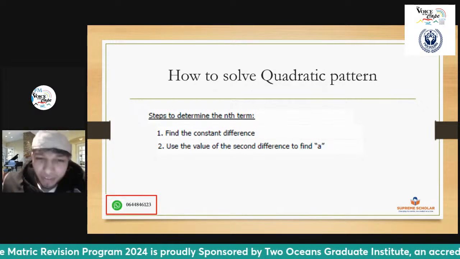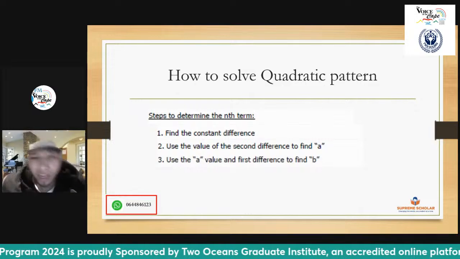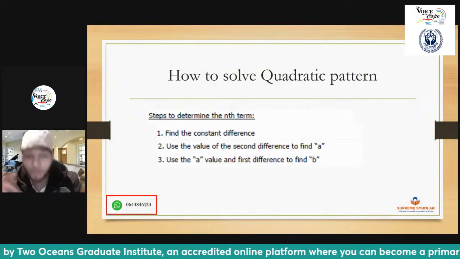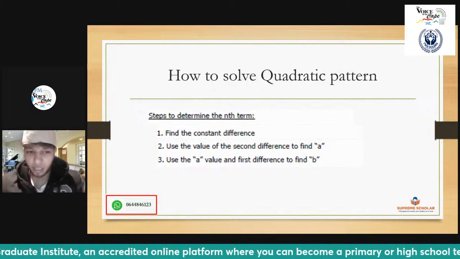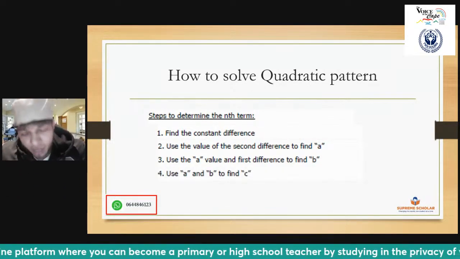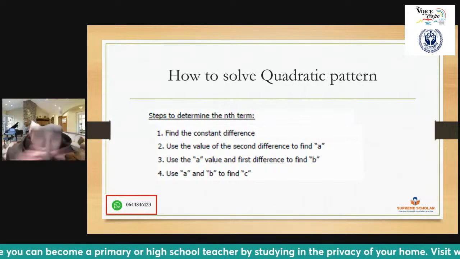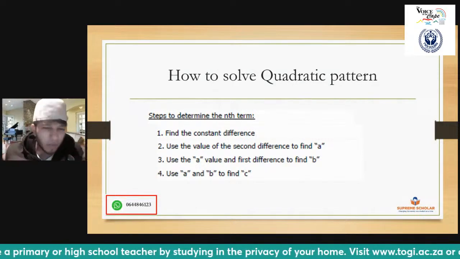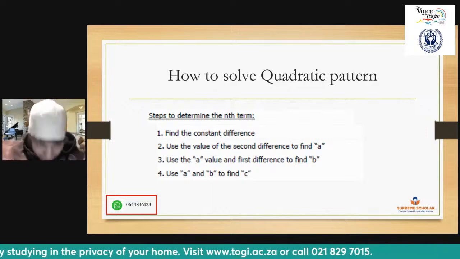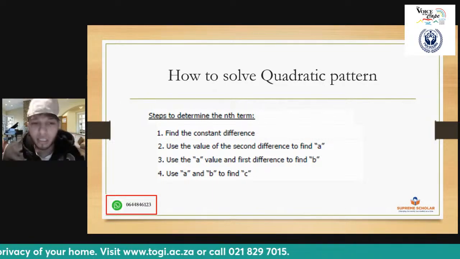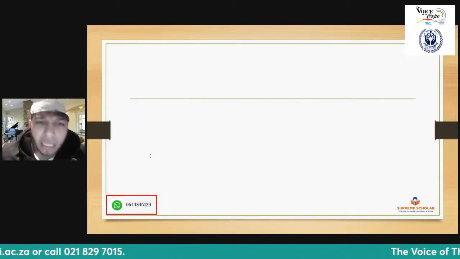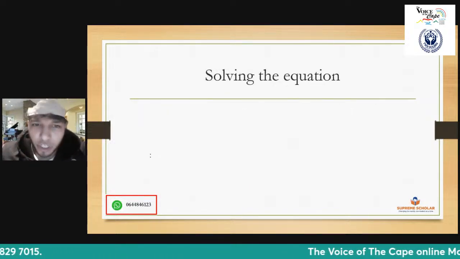Then you use the value of the second difference to find your A. Once you find your A, you use your value of A and the first difference to find B. Use your A and B to find C. I'm going to explain this in detail, but please take a screenshot or write this down so that you don't forget it when solving the question. With that being said, let us solve the equation.